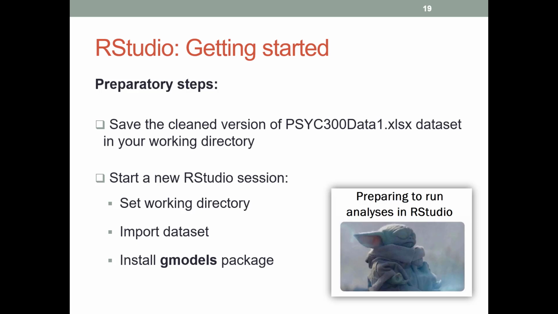Now, before we get there, some things that are good to do to get ready. And so I'd encourage you to follow along. But first of all, a good first thing to do would be to save the clean version of your Psych 300 dataset in your working directory, wherever it may be on your machine. And then go ahead and start a new RStudio session where you set the working directory to point to that location. And then go ahead and import the dataset and also install the gmodels package. And then we're ready to go and start running analyses. And so I'll meet you over in RStudio. See you soon.